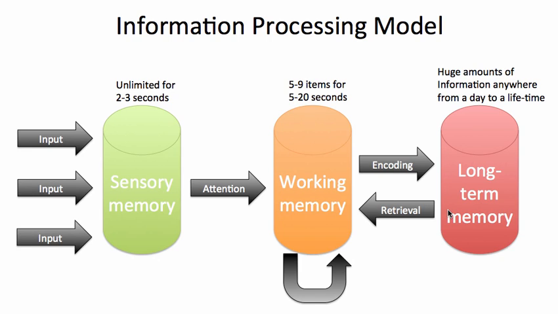So the information processing model sees the mind as a computer, but an imperfect computer. There are three stages to memory. The very first part is the sensory memory, which is everything that you're observing with all of your senses. All of that is input. Your sensory memory is unlimited, and you retain everything for about 2 to 3 seconds. After that, it's either gone or you pay attention to it.